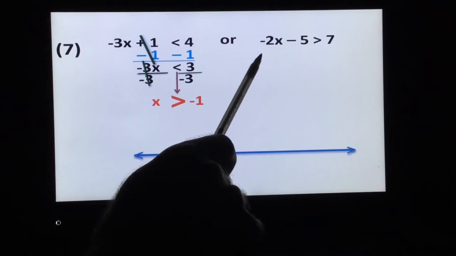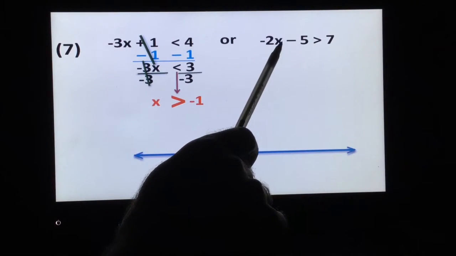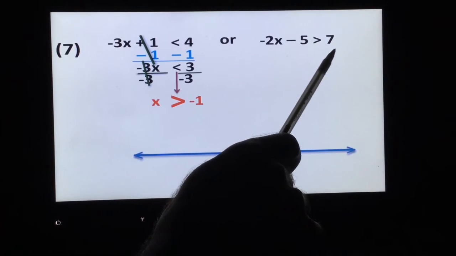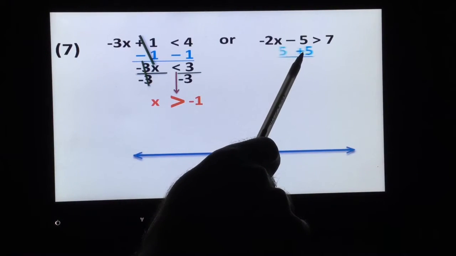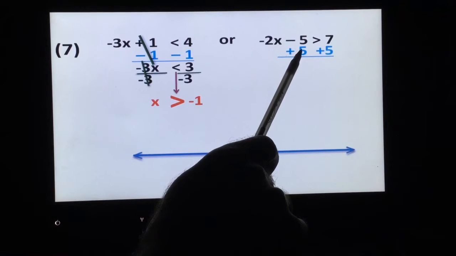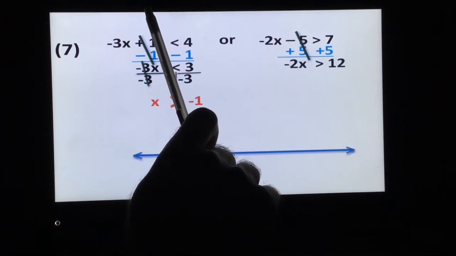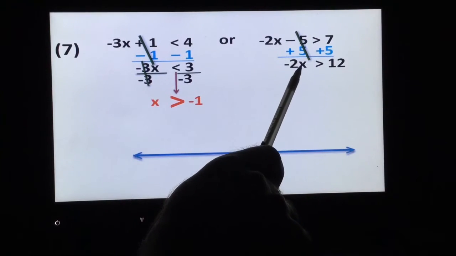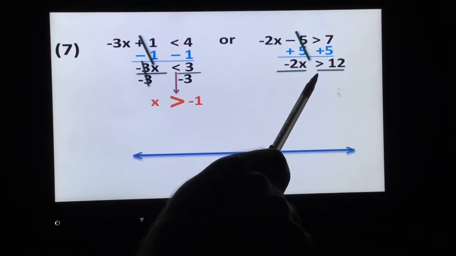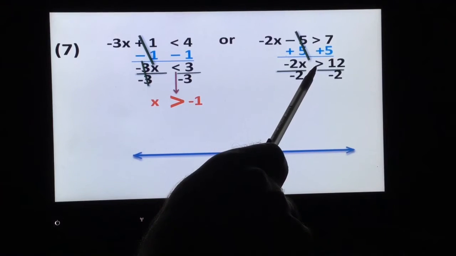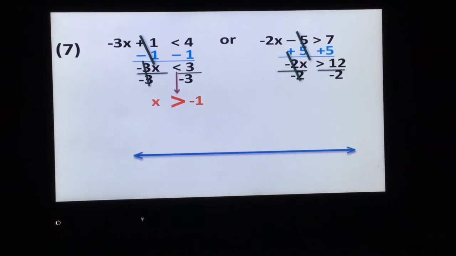Alright, so now for the other one, we have negative 2x minus 5 is greater than 7. So we're going to start by adding 5 to both sides. The 5's cancel, and then we get negative 2x is greater than 12. Hopefully you remembered this, because over here we're dividing by a negative. So this greater than symbol is now going to change to a less than symbol. So now we have x is less than negative 6.